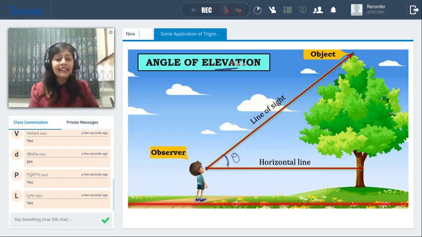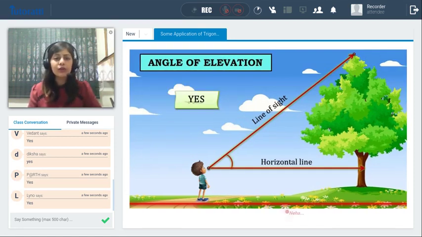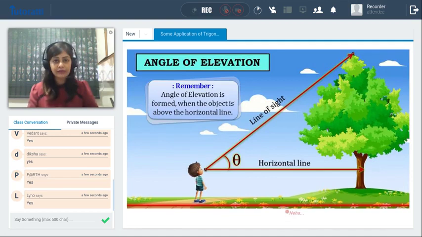So when do you talk about elevation? Elevation is when the line of sight is above the horizontal line. The line of sight has to go above the horizontal line. It's at a height. That means it's angle of elevation. So again, angle of elevation is the angle made by line of sight with the horizontal line. And in general, it's denoted with theta. So we denote theta as the angle of elevation.